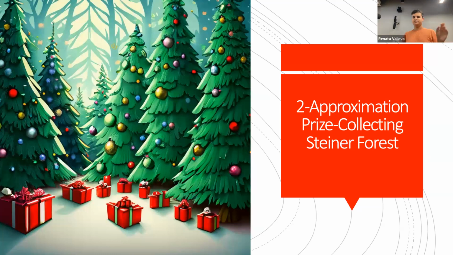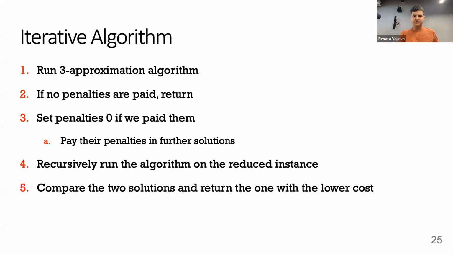I will now explain how we achieve a T-approximation using our algorithm. In our algorithm, we first run the T-approximation algorithm that Peyman mentioned, and we get a solution from that. If there are no penalties paid by that solution, we just return that solution, and we will argue later that it is a T-approximation. If there are some penalties paid by that solution, we set all the penalties for those pairs to 0, and we get a reduced instance, and we assume that we will pay those penalties in any future solutions, and we just recursively run the algorithm. We get another solution this way, we compare these two, and we report the one with the lower cost.